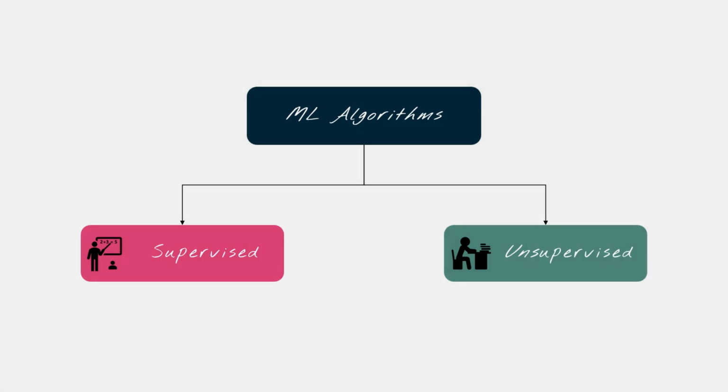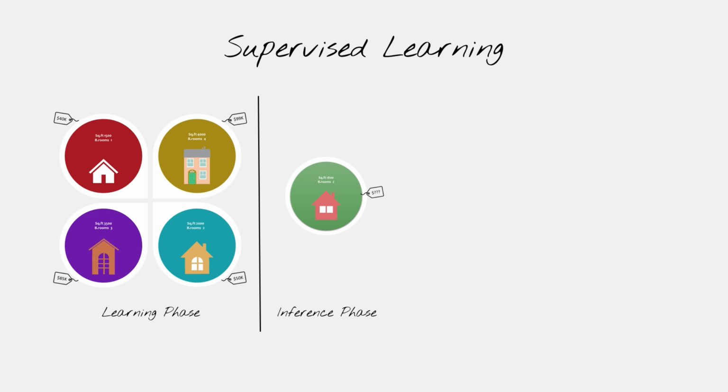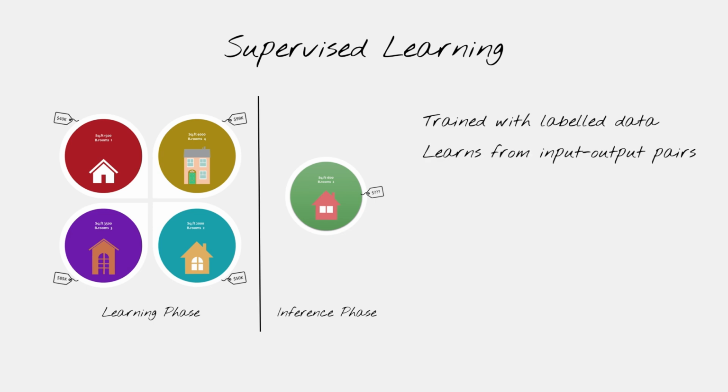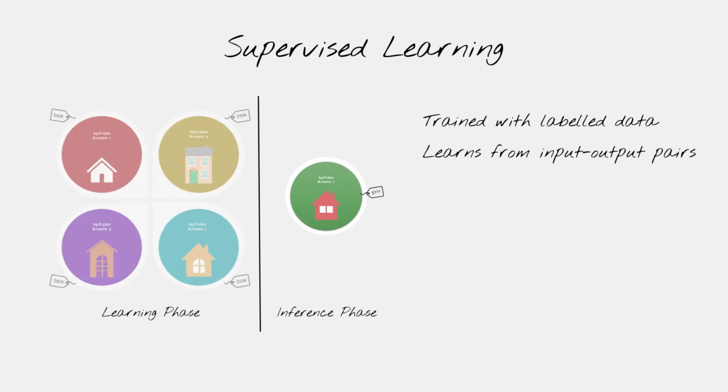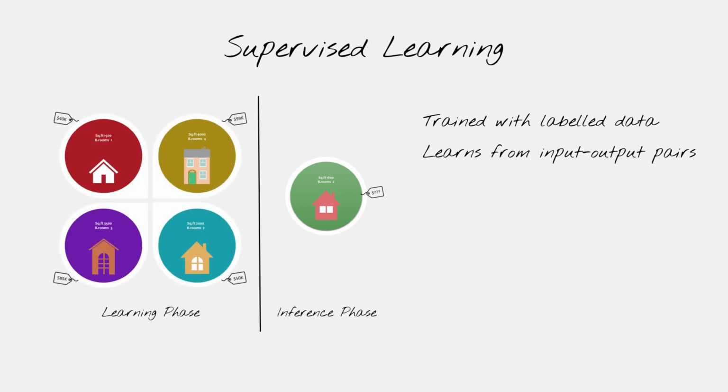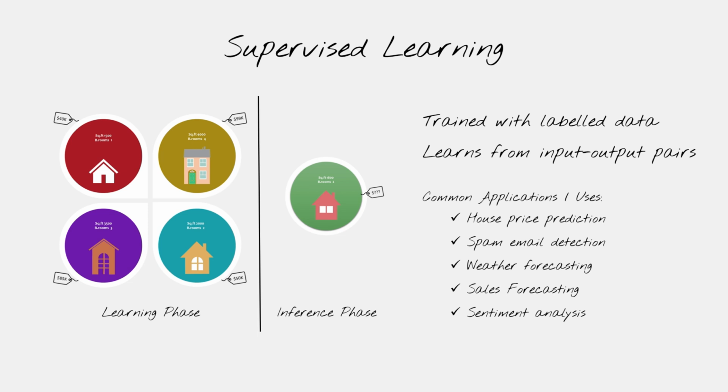There are two main types of learning algorithms in machine learning, supervised and unsupervised. In supervised learning, we train a model using labeled training data. That means each example in the training dataset includes both the input features and the correct output label. The goal is to teach the machine the relationship between inputs and outputs so it can make accurate predictions during the inference phase. Common applications of supervised learning include house price prediction and sales forecasting.